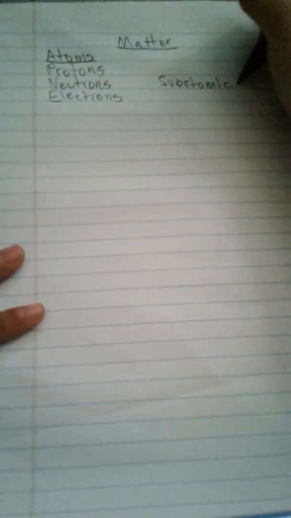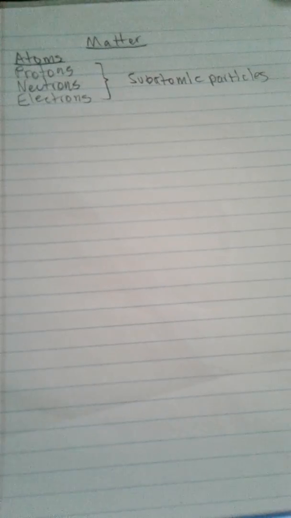We know that atoms contain protons, neutrons, and electrons. These are all called subatomic particles. Every atom has multiple protons, neutrons, and electrons that make it up. But over time, there have been a number of different models of atoms and how they're composed.